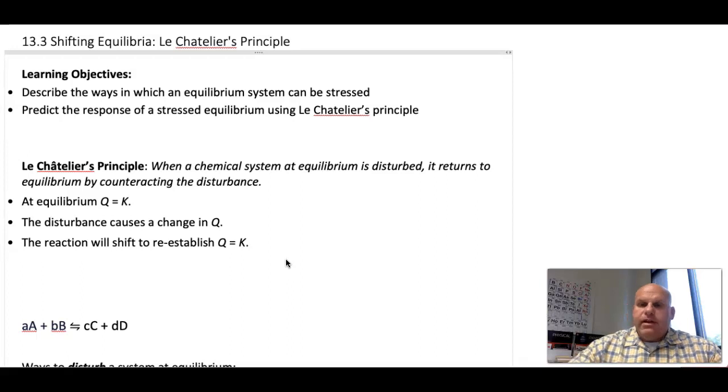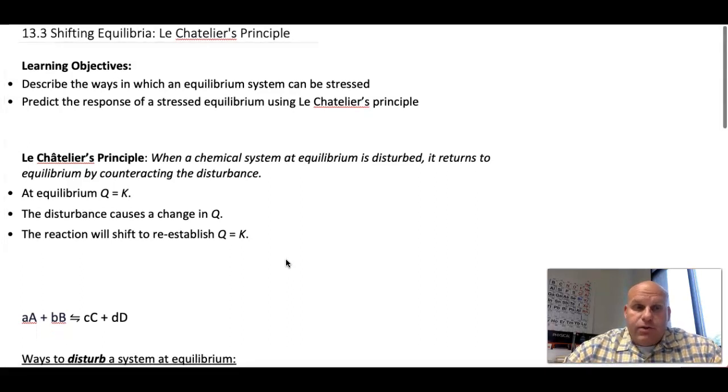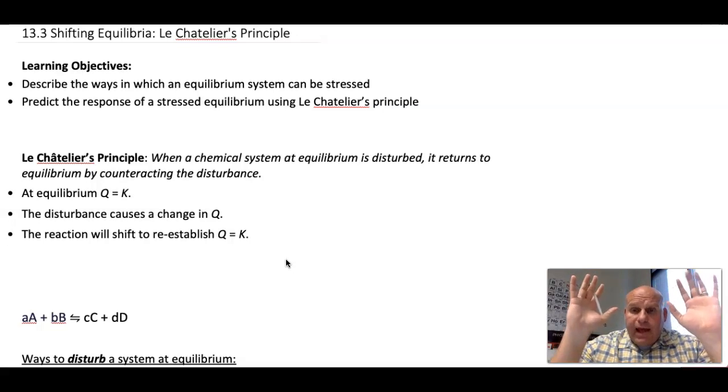Okay, you can see here the definition of Le Chatelier's principle. When a system has established equilibrium, that equilibrium can be disturbed, which means the system will begin running the reaction again in the reverse or in the forward direction to return to equilibrium, counteracting the disturbance that happened. So basically at equilibrium, your Q equals your K.